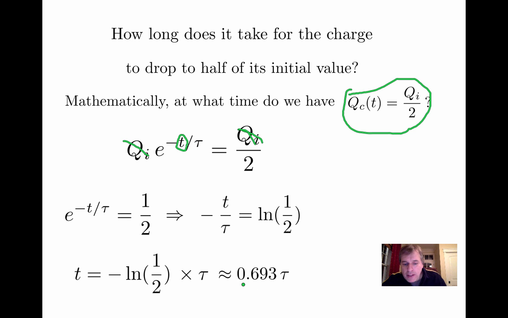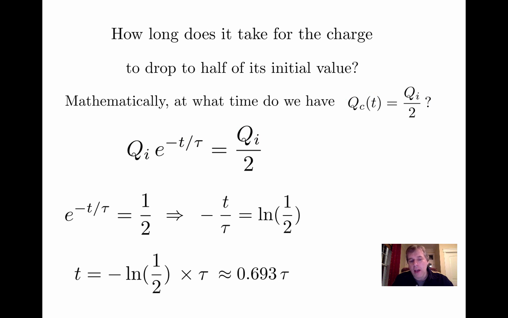We expected that it would take less than 1 tau to drop to 50%, because remember, if you wait a time equal to 1 tau, the charge has dropped to about 37% of the initial charge. So if you want to have 50%, you wait a bit less than 1 tau. So at that time, the charge left on the plate would be equal to half the initial charge. So that's our answer.